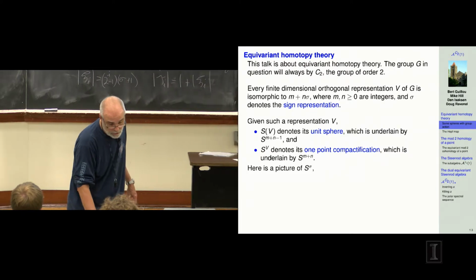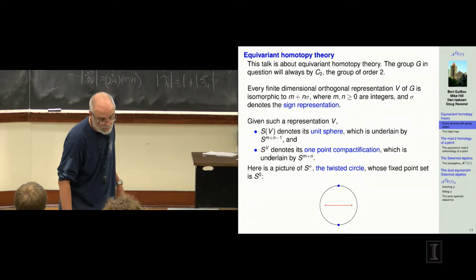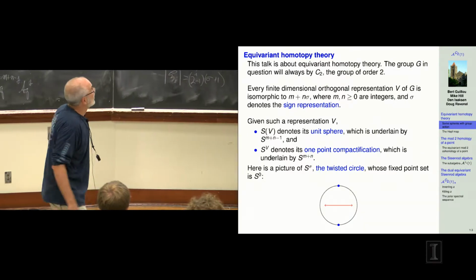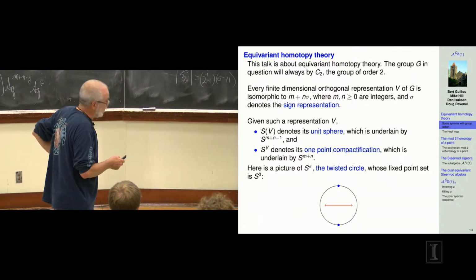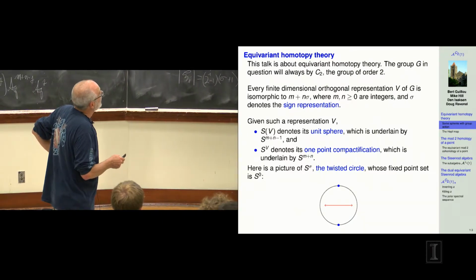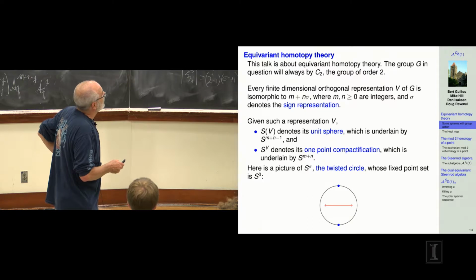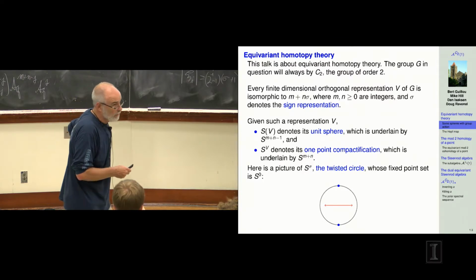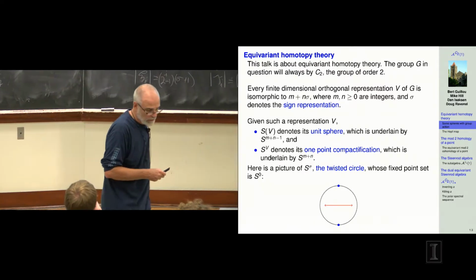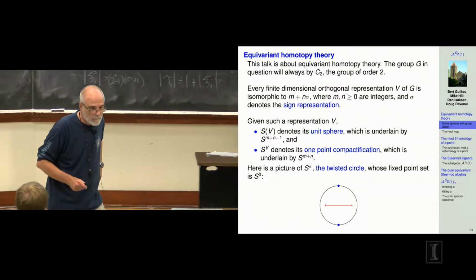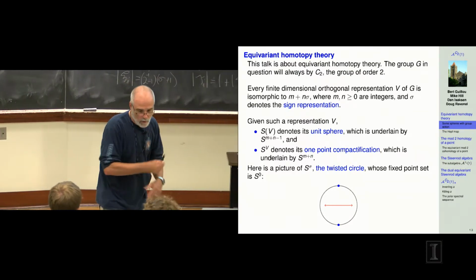Now, here's a picture of the simplest non-trivial example, S^sigma, which I may refer to as the twisted circle. So it is a circle where the group acts by reflection through a vertical line. So there's two fixed points that are indicated here in blue. The north and south pole are fixed, and everything else gets swapped around.